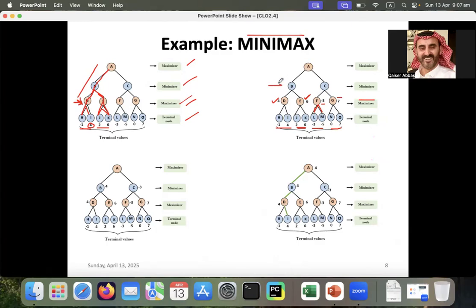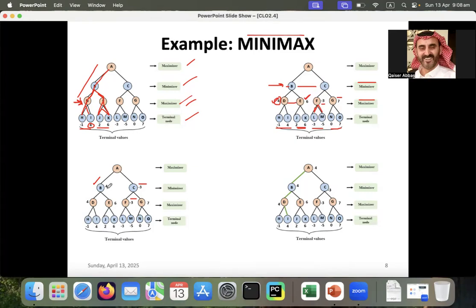Now this is the level for the minimizer. And what will the minimizer do? It will accept the minimum value. These two are successors of B, and 4 and 6 are the values. What is the minimum value? 4. So B will accept the value 4 in the next diagram. Similarly, C, from its two successors, -3 and 7, will accept the minimum value, -3.